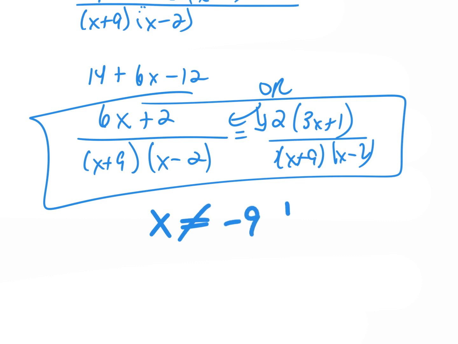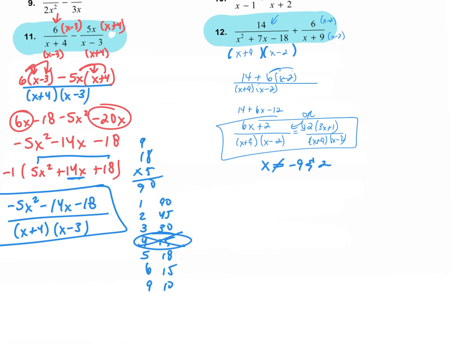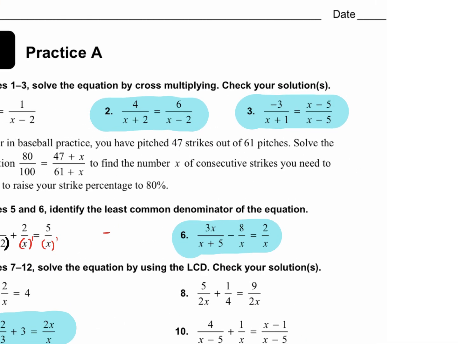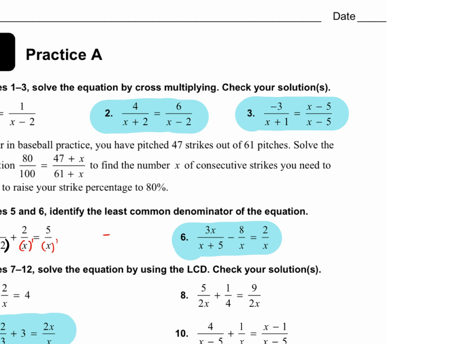Negative 9 and positive 2. What happens when it is one of those two numbers? Your denominator becomes 0. All right? You guys good? We have to have that x is not equal to. It depends if it asks for restrictions.